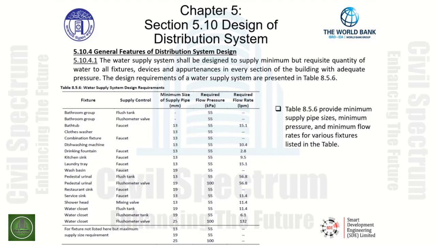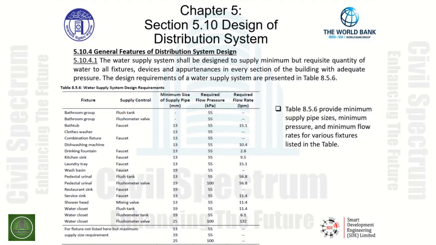Now, if we stay here at the water closets, for a flushometer valve supply control, the minimum size of the supply pipe is 25 millimeters. If we move up to the flushometer tank type water closet, the minimum pipe size goes down to 19 millimeters. As well as the flush tank type water closet, it remains at 19 millimeters.